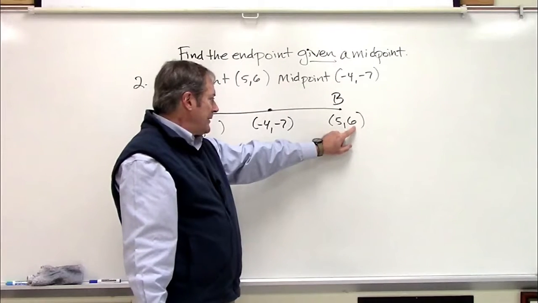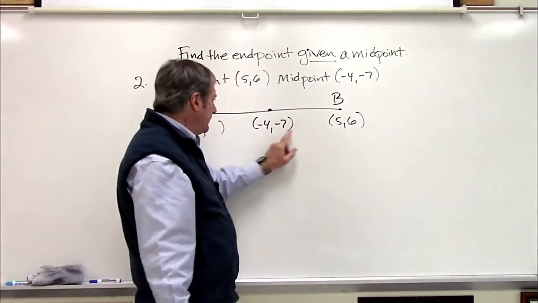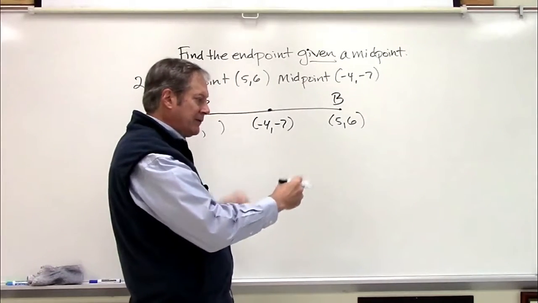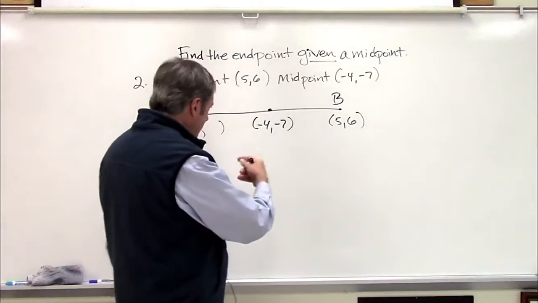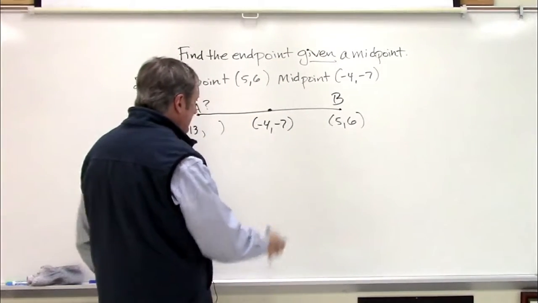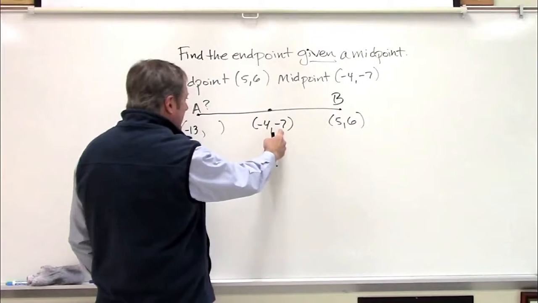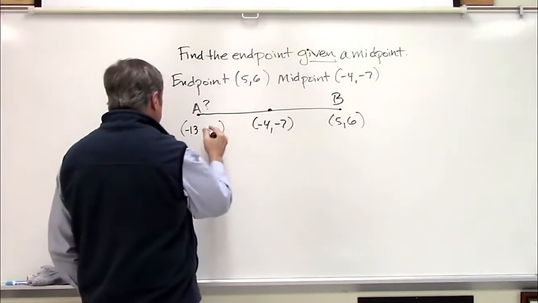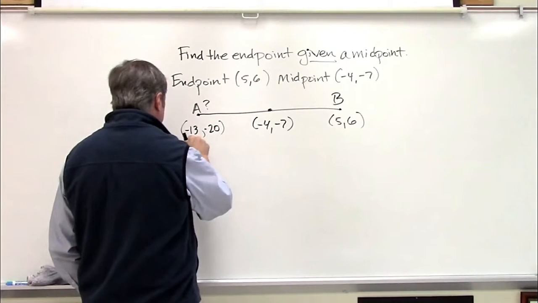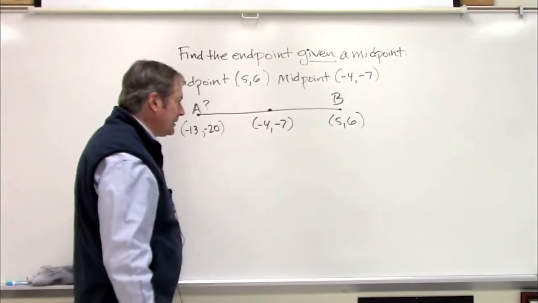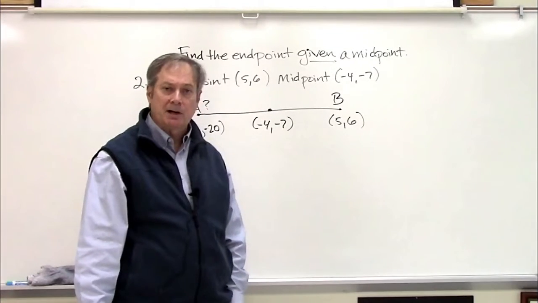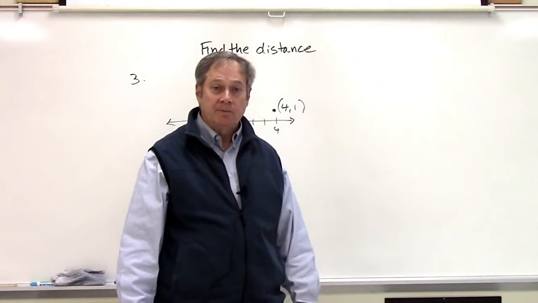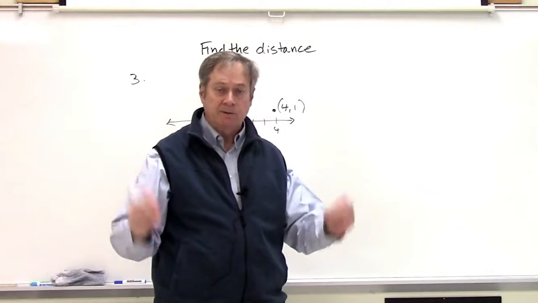Similarly, the y values from 6 down to -7, that would be 6 and then another 7, so that's going to be 13 units. In this case, since it's a y value, it'd be down. And so if you're going another 13 below that, -7 minus 13 is going to be -20. And I think that's the easiest way to do these particular problems. And that's example 2.